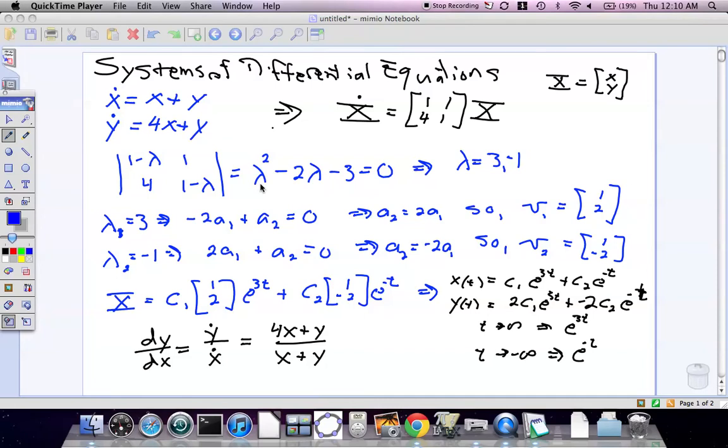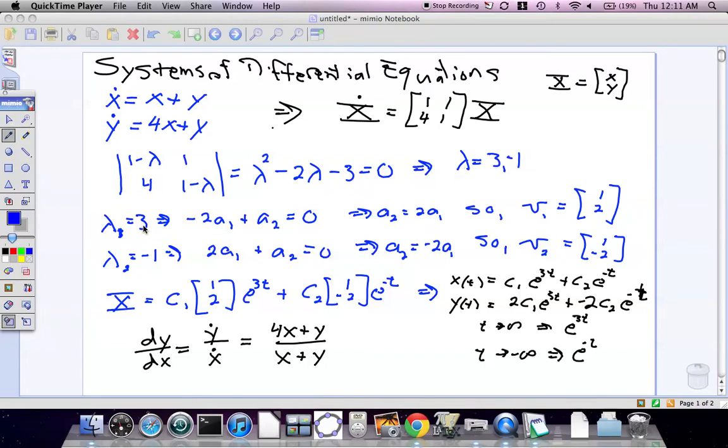Shortcut on the characteristic equation is that you'll always have lambda squared minus the trace. The trace is the sum of the numbers in the main diagonal of the coefficient matrix. Then plus the determinant. The determinant is always the main diagonal minus the other diagonal. So 1 times 1 minus 4 times 1 gives negative 3. Setting that equal to 0 and solving leads to lambda equals 3 or negative 1.